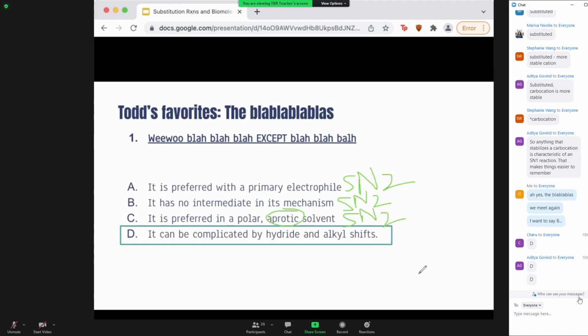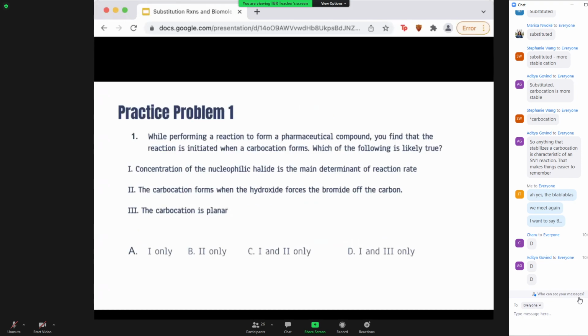And this, of course, hydride and alkyl shifts, as we mentioned before, that has to do with rearrangement, and rearrangement is an SN1 phenomenon. Awesome. Great job. And now some real practice problems.